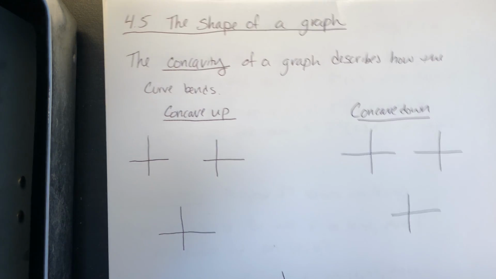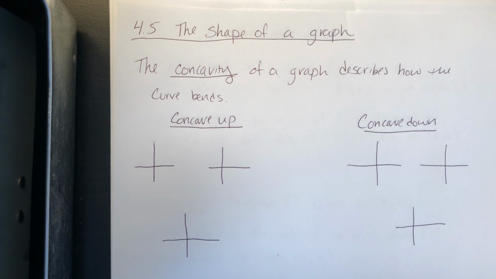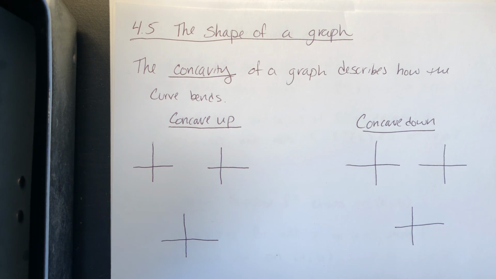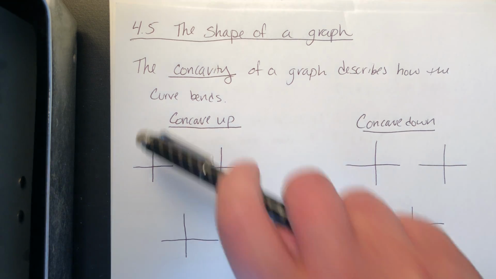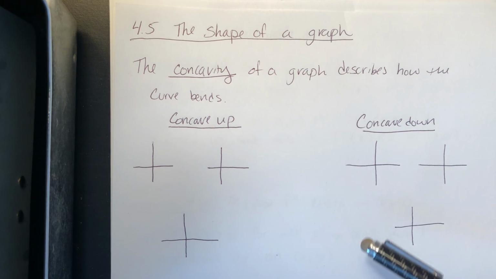So let's start off by talking about what we mean when we say concavity. The concavity of a graph is really just describing how the curve bends. If the curve is bending upwards, then we say it's concave up, and if the curve is bending downwards, we say that it's concave down.